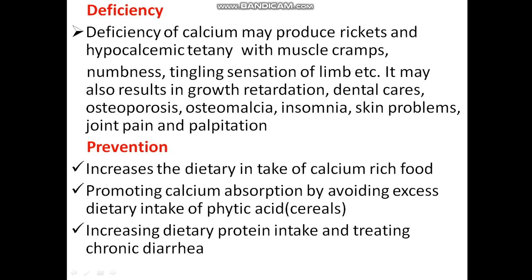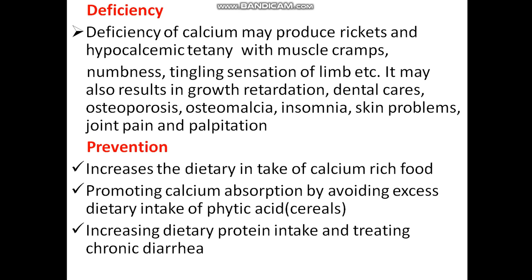Next is the deficiency of calcium. Deficiency of calcium may produce rickets and hypocalcemic tetany with muscle cramps, numbness, and tingling sensation of the limbs. It may also result in growth retardation, dental caries, osteoporosis, osteomalacia, insomnia, skin problems, joint pain, and palpitation. These are the deficiency features of calcium.